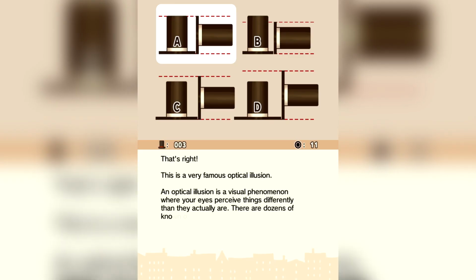That's right. This is a very famous optical illusion. An optical illusion is a visual phenomenon where your eyes perceive things differently than they actually are. There are dozens of known optical illusions. What's the world coming to when you can't even trust your own eyes?